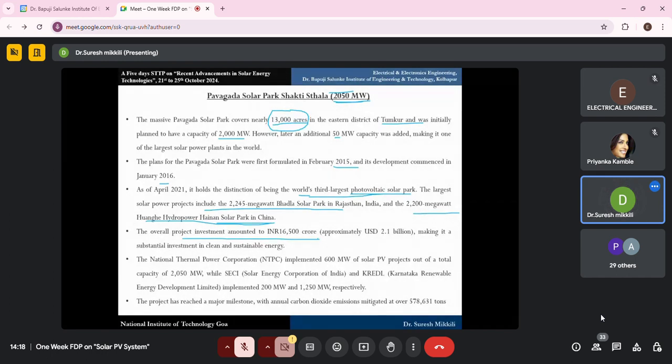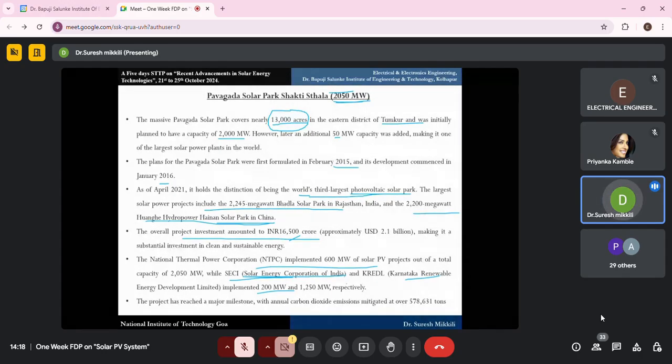Okay, towards sustainable development, 16,500 crores are allotted exclusively for this project. Here also, NTPC has implemented 600 megawatts out of 2050, while Solar Energy Corporation of India has installed 200 megawatts of solar energy, and Karnataka State Powers has installed 1250.